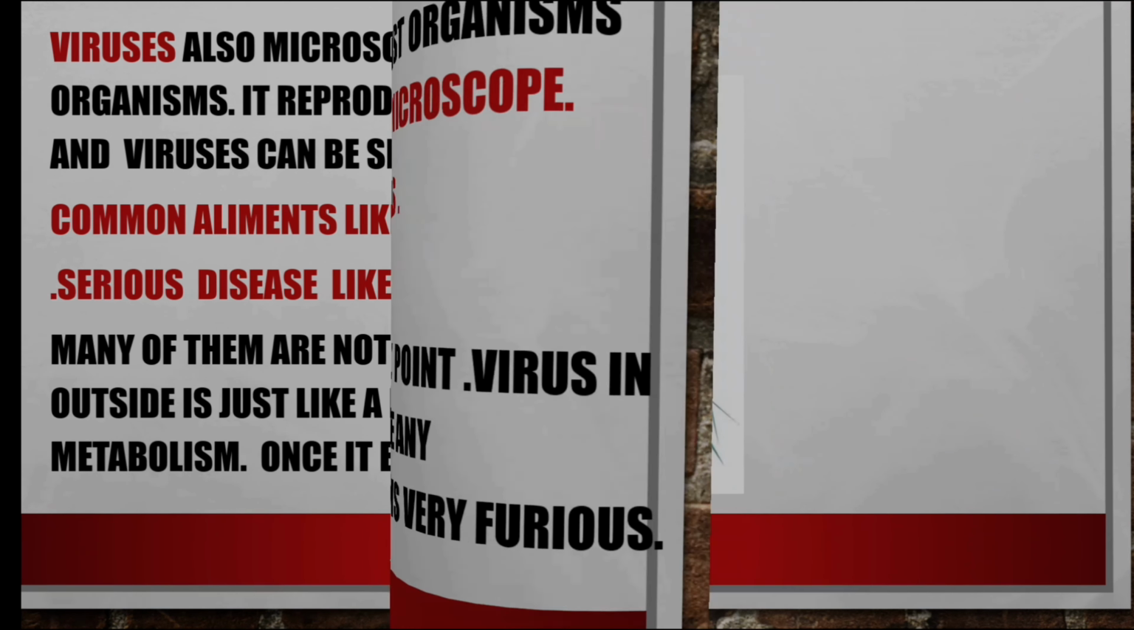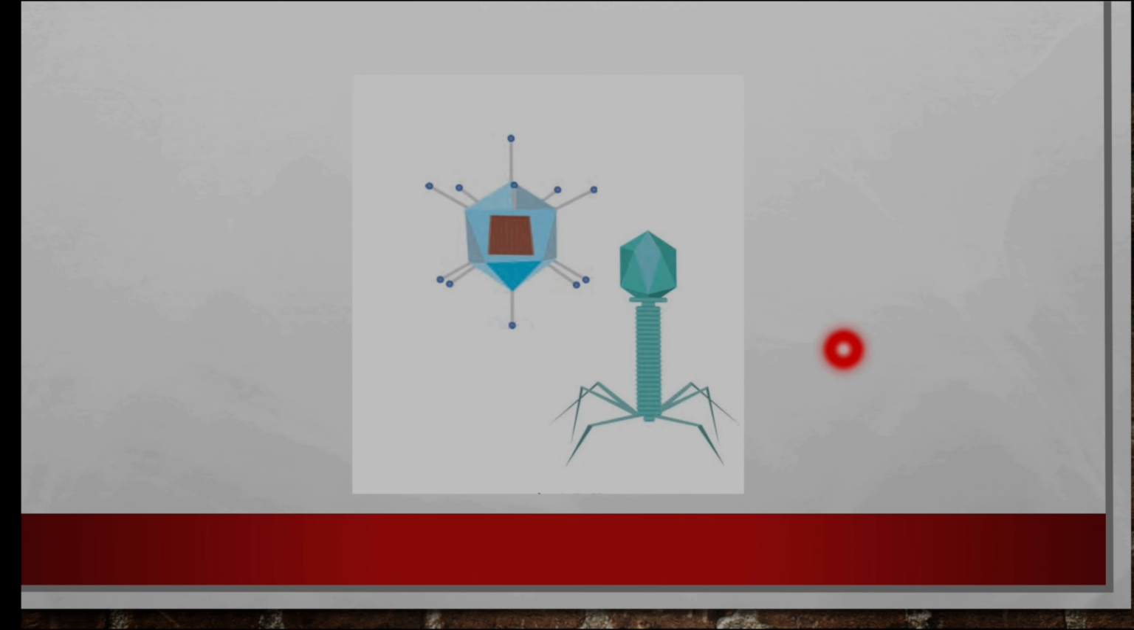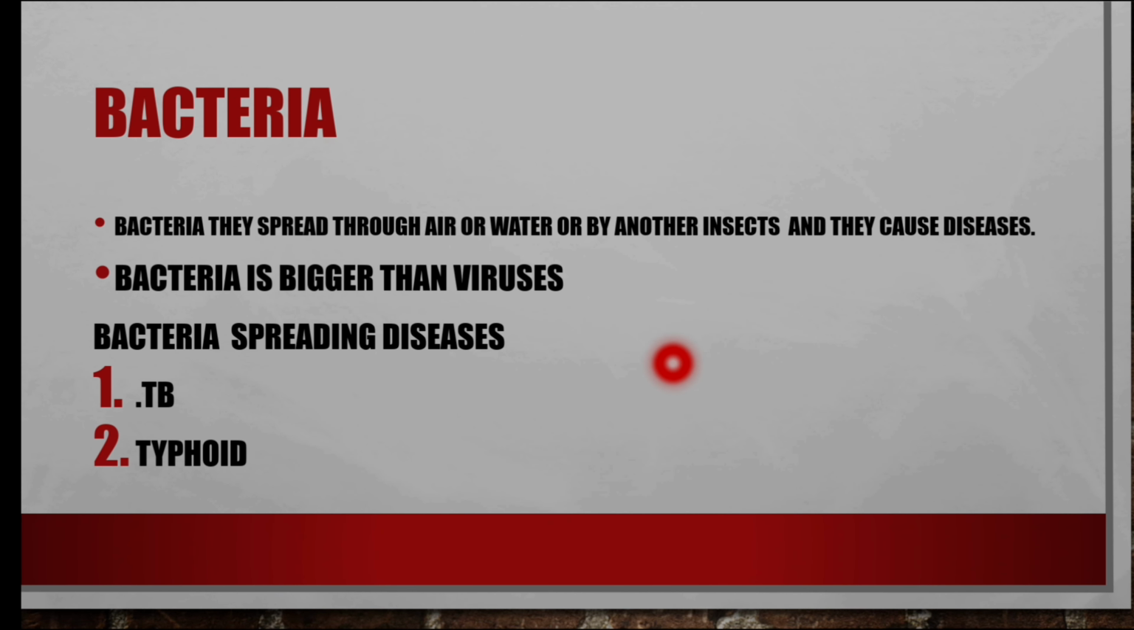Next. This is the structure of a virus. Next, bacteria. Bacteria spread through air, water or by insects, and they cause diseases. Bacteria are bigger than viruses. TB and typhoid are very dangerous, and they are spread by bacteria, which are bigger than viruses.